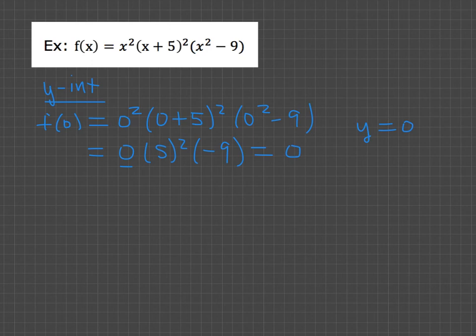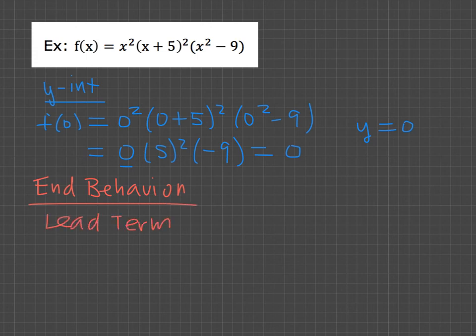End behavior. We need the lead term. We're going to multiply the terms with x's, and for the x plus 5, because that's squared, this x is going to show up twice. We have to double dip on that one. So what we have is x squared times x, for the x plus 5 two times, and then finally that x squared at the end. If we count up those exponents, we have exponent of 6. So our lead term is x to the 6.